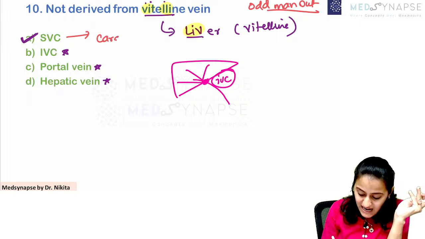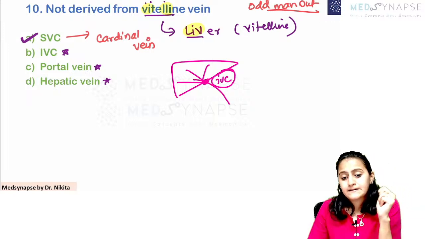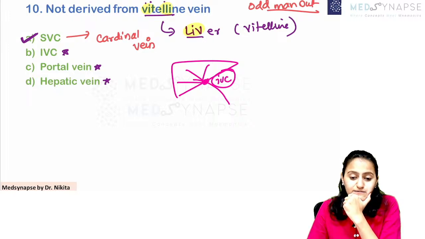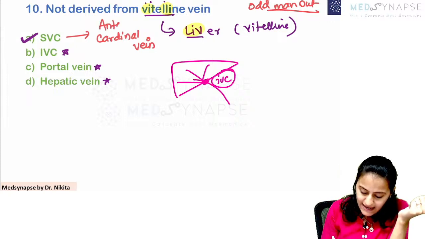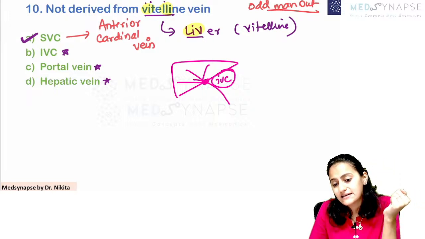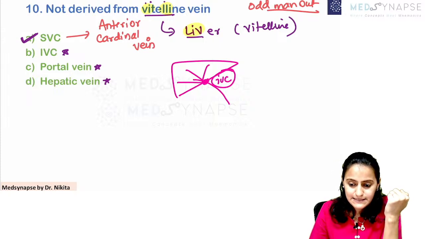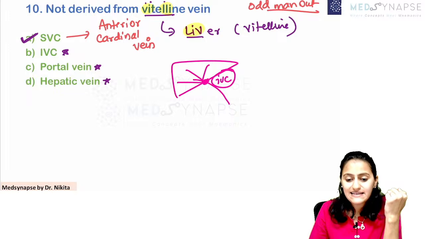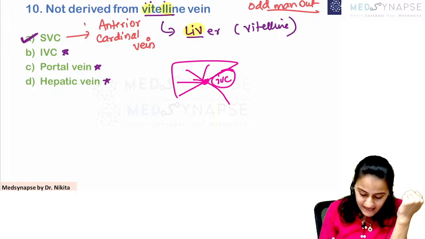SVC develops from the cardinal vein, but which cardinal vein? Anterior cardinal vein or the posterior cardinal vein? Superior vena cava develops from the anterior cardinal vein. And which anterior cardinal vein basically? Right side, left side? It is the right side.